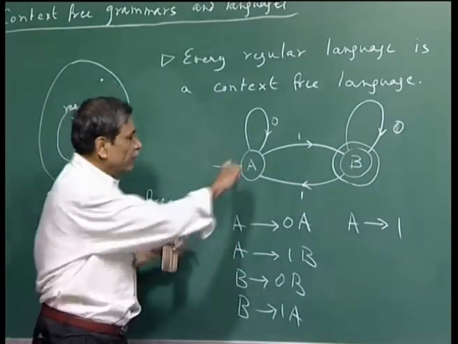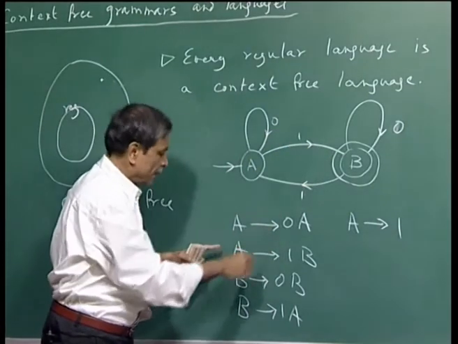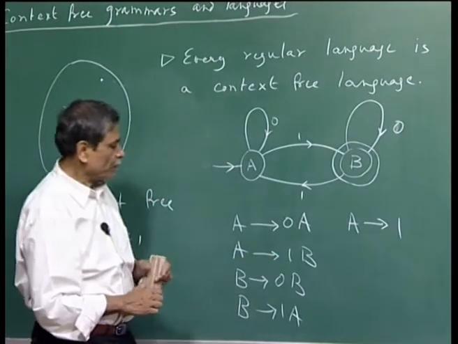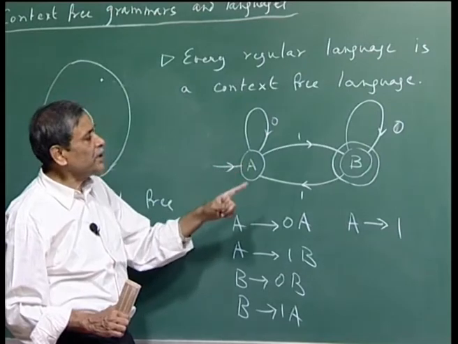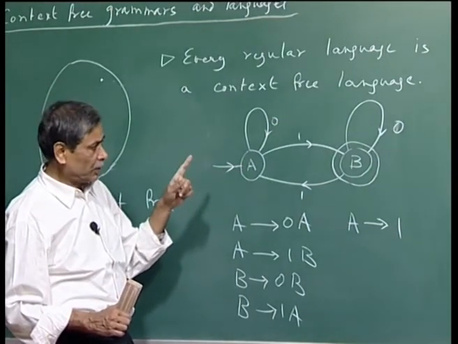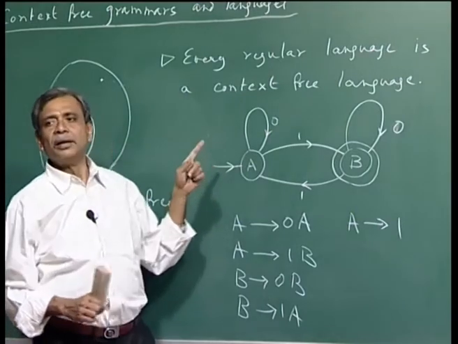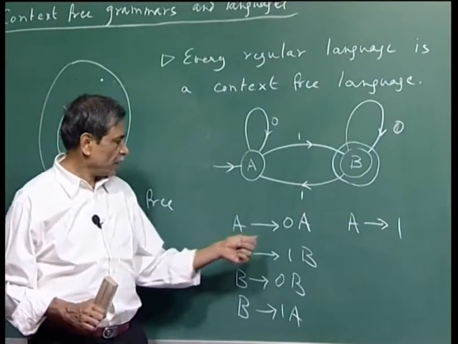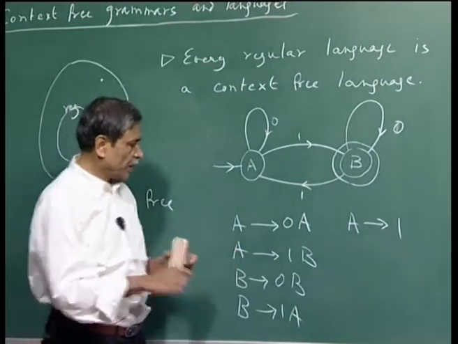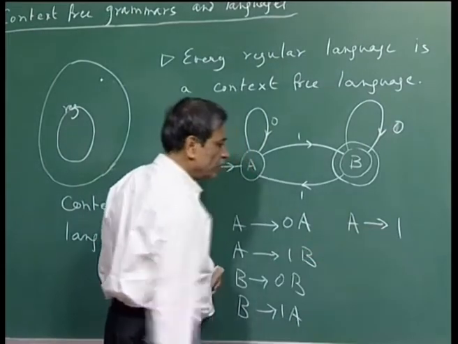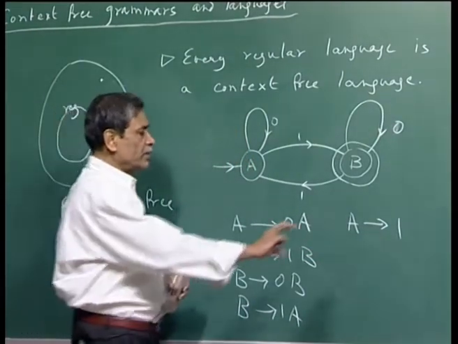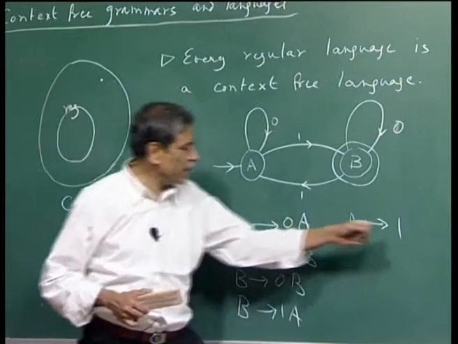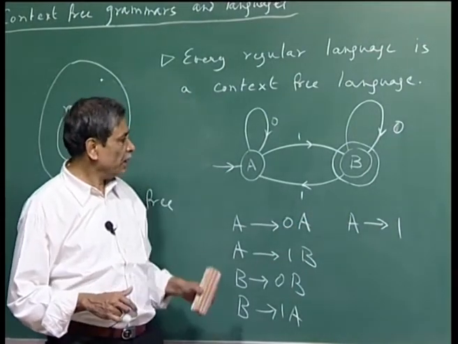You see, this arrow, this transition I used to define this particular rule, A goes to 1 B. But since B happens to be a final state of the DFA, I will also define another rule, A goes to 1, where I just do not have a non-terminal. So, this is something ending not in a non-terminal; there is no non-terminal on the right hand side.